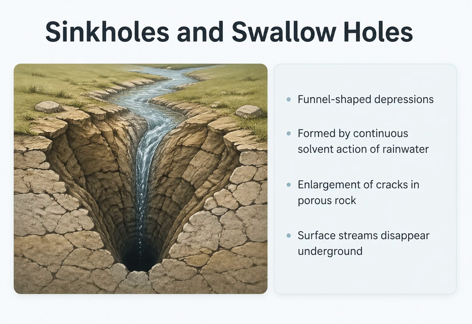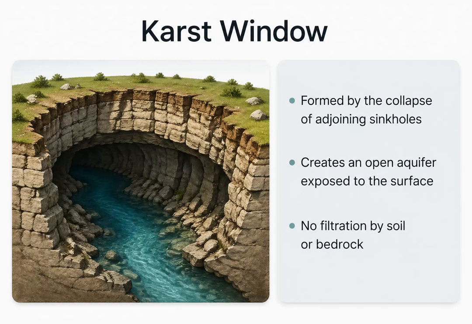They develop when cracks in the porous rock are continuously subjected to the solvent action of rainwater, gradually enlarging over time. Because of these depressions, surface streams often completely disappear underground through what we call swallow holes. These sinkholes can vary massively in both size and depth. When multiple sinkholes form close to each other, the ground between them can become unstable.